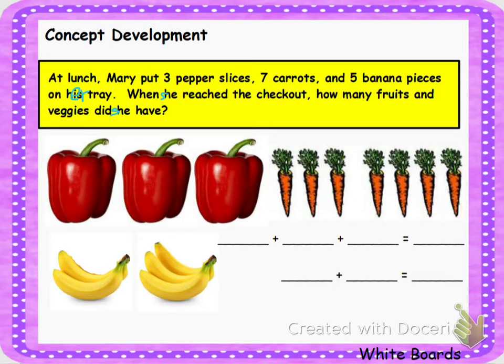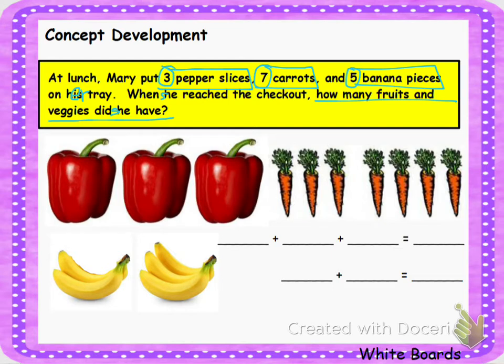Okay, I'm going to read it again. You're going to watch me. You don't have this, so you're just going to watch me do cubes. At lunch, Mary put 3 pepper slices, 7 carrots, and 5 banana pieces on her tray. When she reached the checkout, how many fruits and veggies did she have?